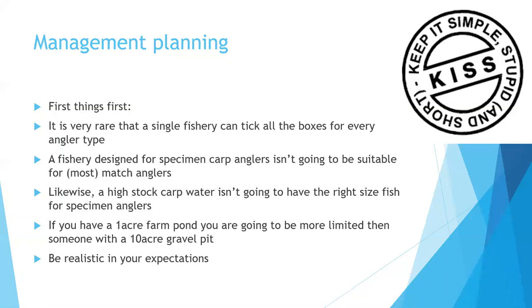carp, monoculture type single species ones, that don't have the right size of fish for specimen anglers. It may get there in time, as those fish grow and develop. It may be that they start to get into that size bracket where we start to define them as runs waters for specimen anglers. But predominantly they're not. You're ticking one box or the other.